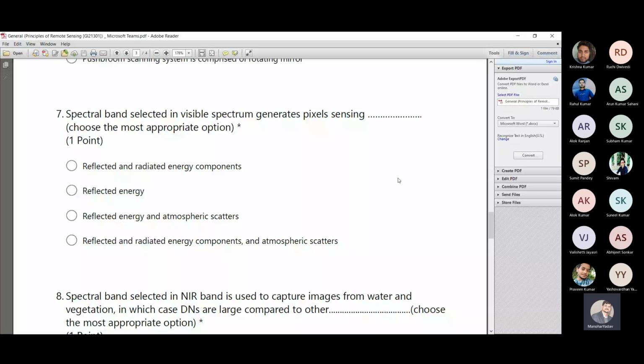Okay. It's not only the reflected component, as it is asked, choose the most appropriate option. Reflected energy is correct, it is there. But the total energy reached at the sensor is reflected as well as atmospheric scatters within the visible spectrum. Okay.